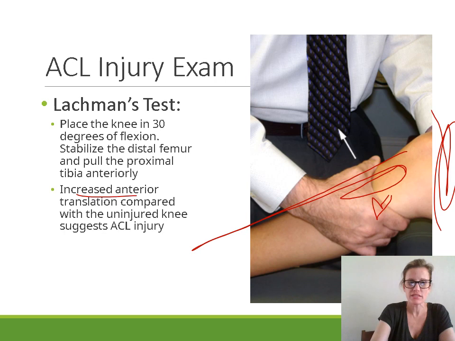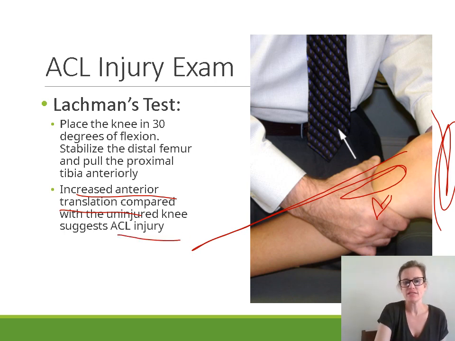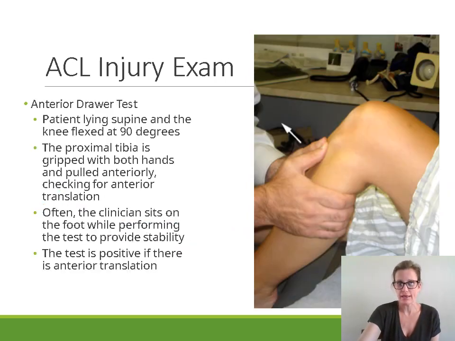If there's increased anterior translation, in other words, if the tibia moves forward towards the front more, that suggests ACL injury. Remember, you're always comparing this with the uninjured knee. So different knees have different laxities or flexibilities. So you need to do this in the uninjured knee and then do this on the injured knee. If the injured knee has more laxity, you can pull that knee forward more. That's a sign that there's damage to the ACL or anterior cruciate ligament.